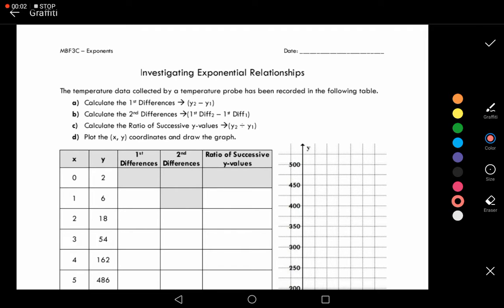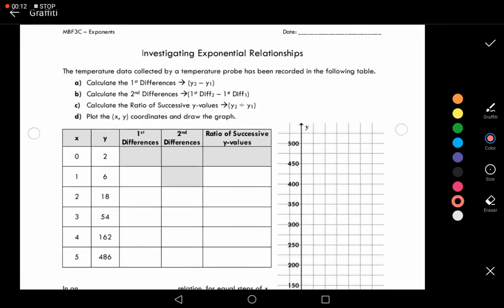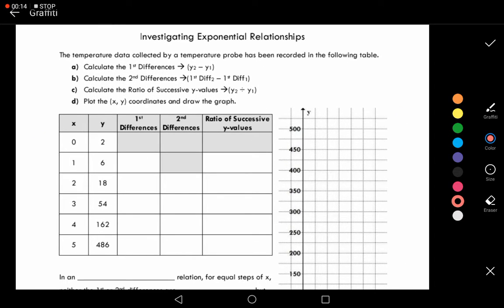This is lesson 3 of unit 5 on exponents. Specifically, this lesson we will be investigating exponential relationships. So we have a bit of a task here to start out. It says the temperature data collected by a temperature probe has been recorded in the following table. Calculate the first differences, calculate the second differences, calculate the ratio, and plot the coordinates.